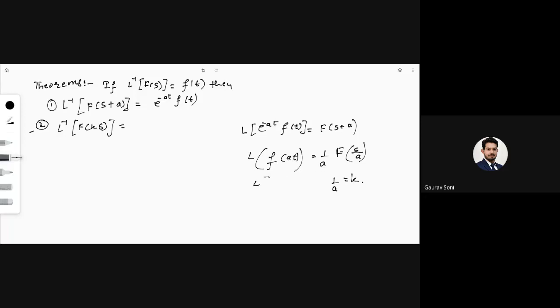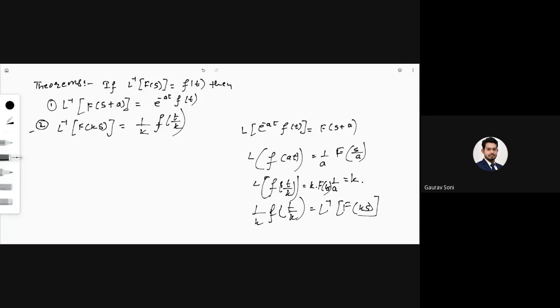So Laplace of f of t by k is equal to k into capital F of k into s. Now 1 upon k f of t by k is equal to Laplace inverse of capital F of ks. Okay, so this is just the manipulation. Laplace inverse of F of ks is equal to 1 upon k f of t by k.